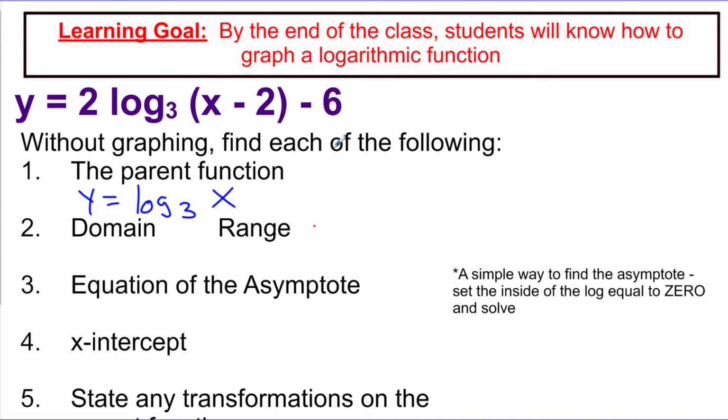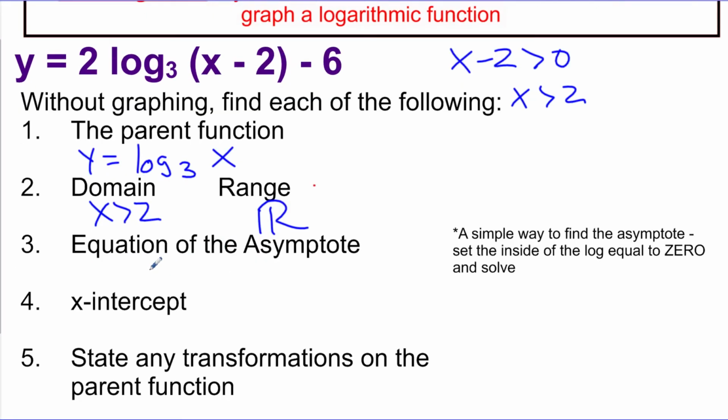Okay. Remember, the range for all log functions is all real numbers. The domain in this case is going to be what's going to make this stay bigger than 0. So when is x minus 2 greater than 0? Well, that's true when x is greater than 2. So my domain is x is greater than 2. The equation of the asymptote is then x is equal to 2. So that's what's going to make it. We're kind of saying there's that imaginary vertical line at 2, and it will never go to the left-hand side of that. It will never be less than that one.